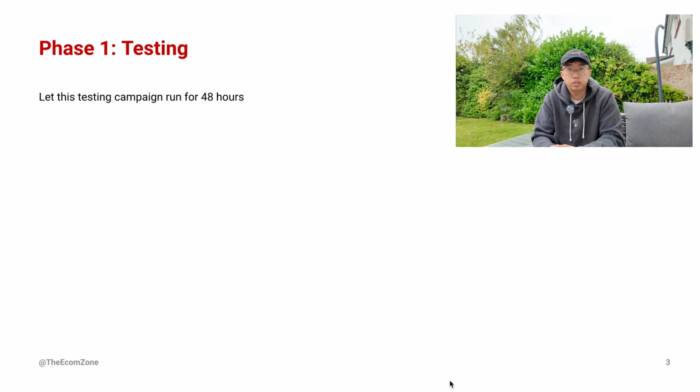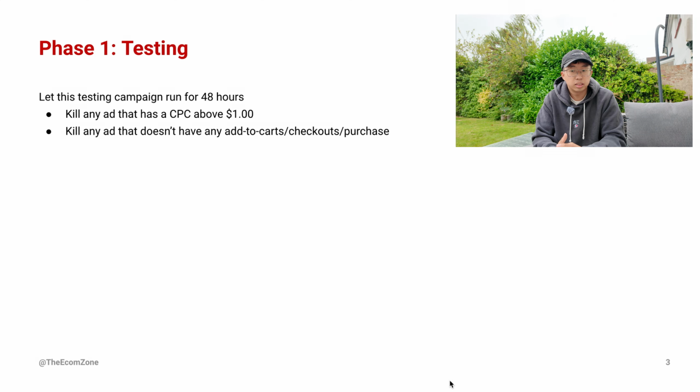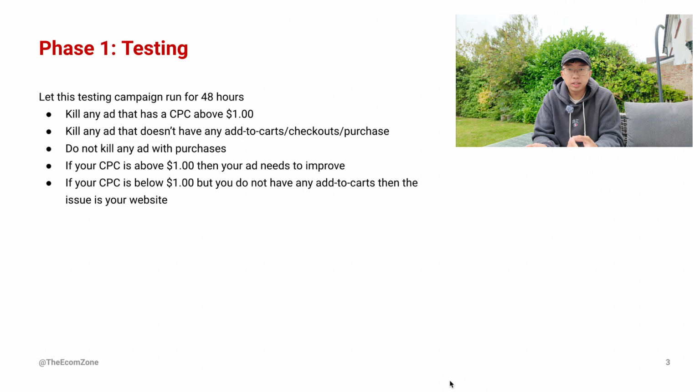Now, will you get a sale in $50? Very unlikely. So after 48 hours, kill any ad that has a cost per click above $1. However, if it's profitable, don't kill it. This is only if you're not profitable. So you want to kill any ad that doesn't have any add to carts, checkouts, or purchases. And if your cost per click is above $1, then your ad needs to improve. That's it, guys. Higher cost per click just means your creative's bad, your ad copy is bad, and you need to work on your ads. But let's say your cost per click is below $1, but you do not have any add to carts, then the issue is your website.